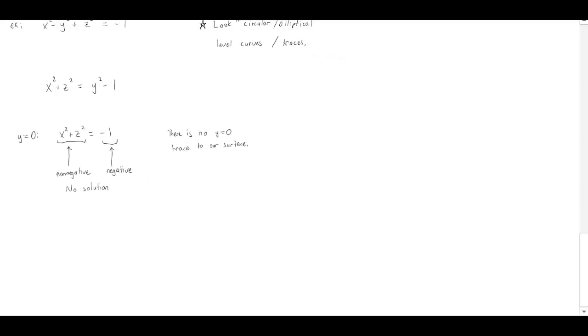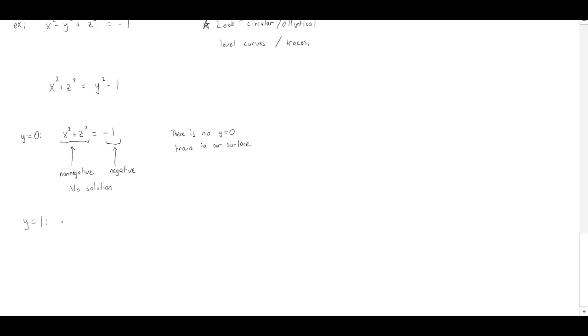So let's see here. In order to get something, let's look at y equals 1 first, all right? So when y equals 1, now we get x squared plus z squared equal to 0. And what would that be? If we have x squared plus z squared equals 0, what kind of figure or curve would that represent?